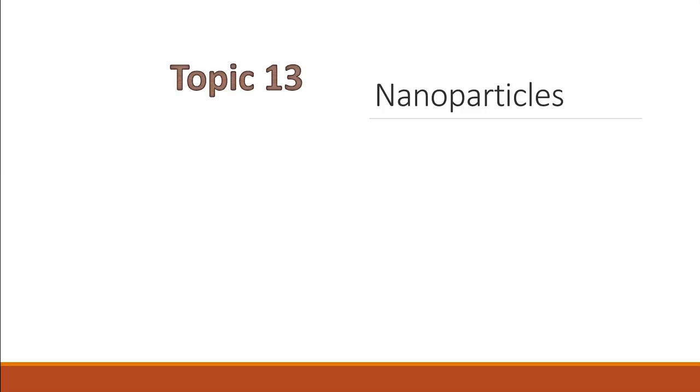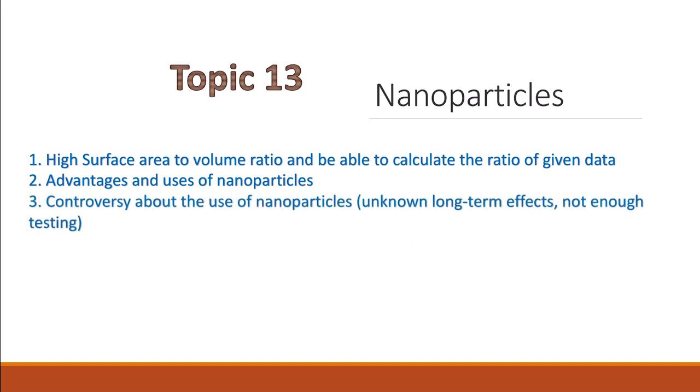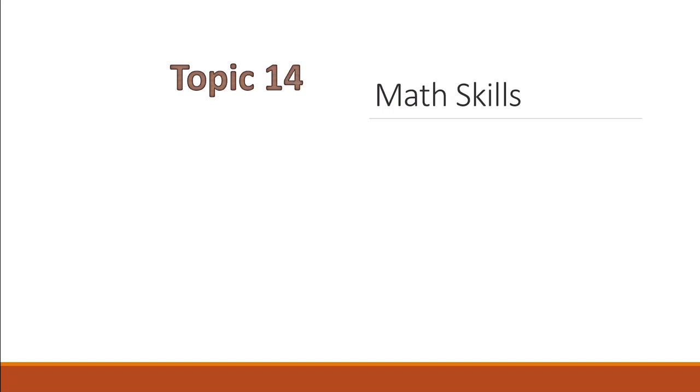Topic 13 is nanoparticles, which is very common in your exam. You should know that nanoparticles have high surface area to volume ratio, and you should be able to calculate that ratio from the given data in the exam. You should know the advantages and uses of nanoparticles and the controversy about their use, like they have unknown long-term effects and the fact that they don't have enough testing.